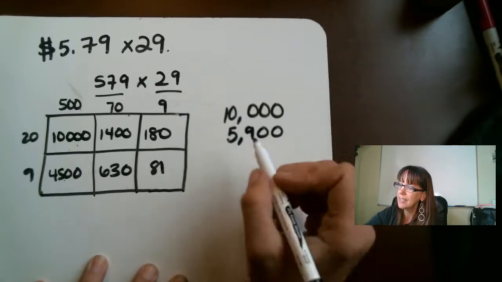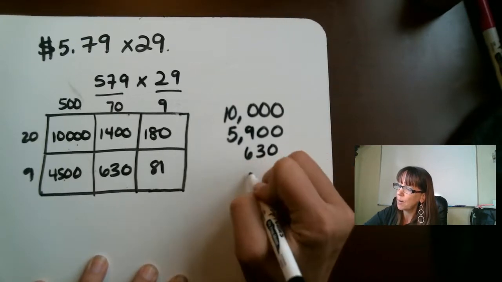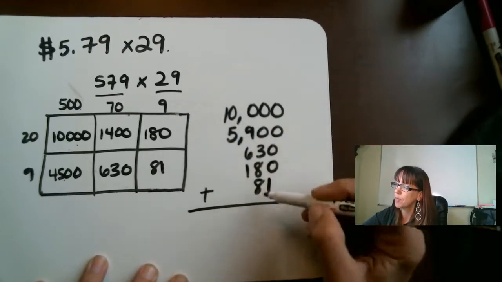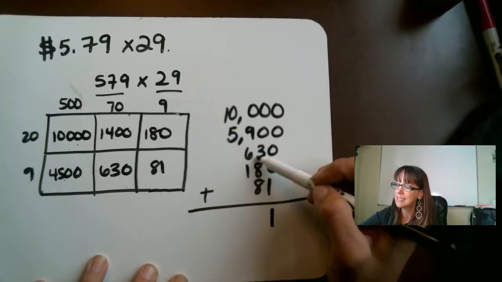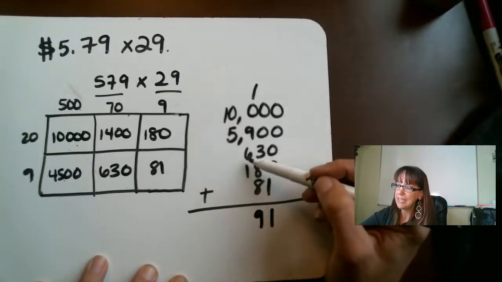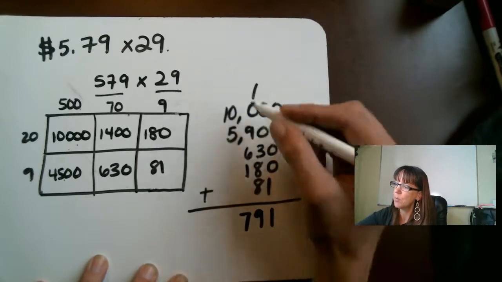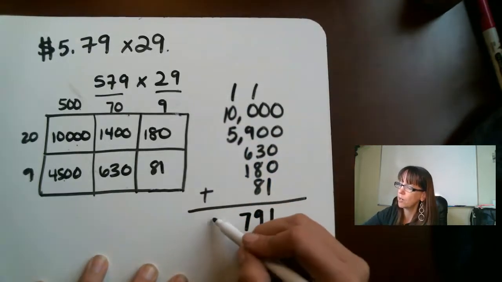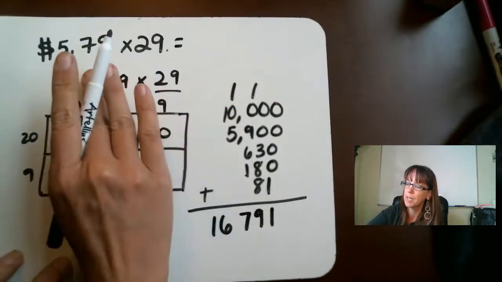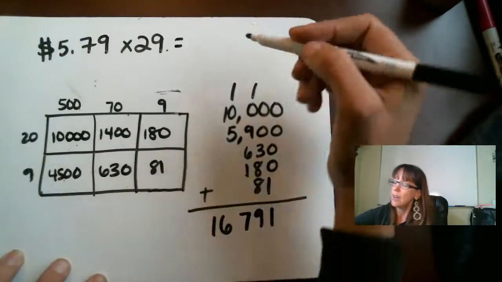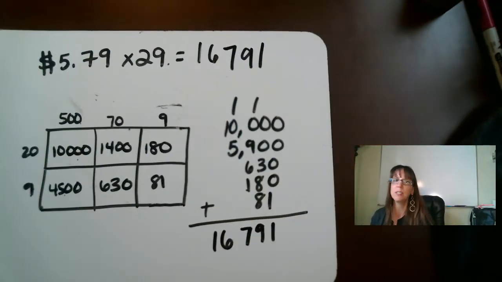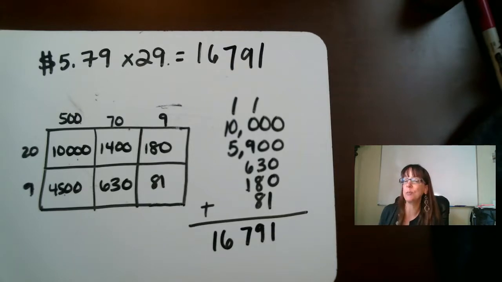That is going to give us 5,900. Then we've got 630. Then we've got 180. Then we have 81. So we're going to add all these guys up. We have 1 here. 8 and 8 is 16, 17, 18, 19. Carry the 1. 9, that's 10, 16, 17. Carry the 1. 15 and 1 more is 16. All right, so we do all this math. We come back up to our original problem here, right? Let's get these guys out of the way. And our answer is 16791. Now here's where those decimals are important.